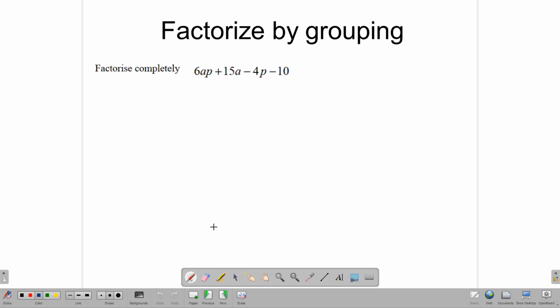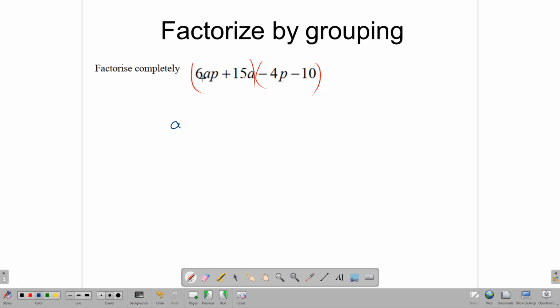One more example. We have 6ap plus 15a minus 4ap minus 10. Again, let me just make this a little bit bigger. All right, so here we can use a common factor. We can keep these two together. And let's keep these two together. Now for a common factor, notice that a is common. So let's write that down.